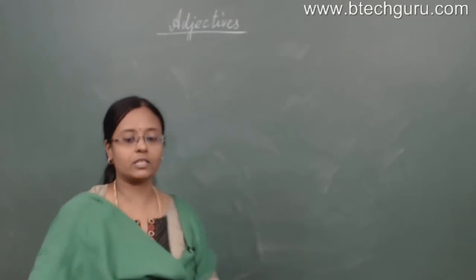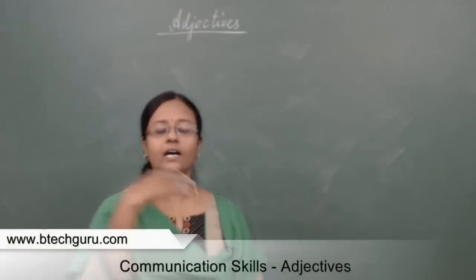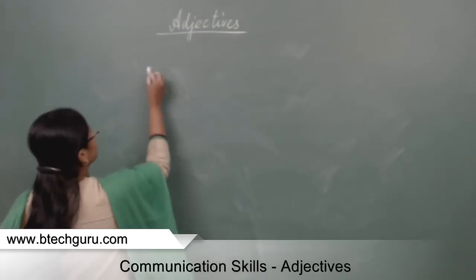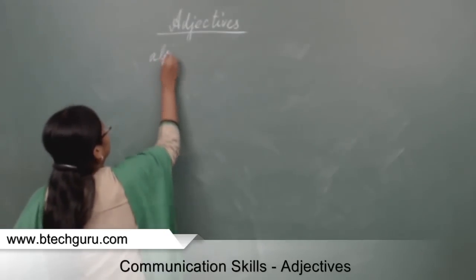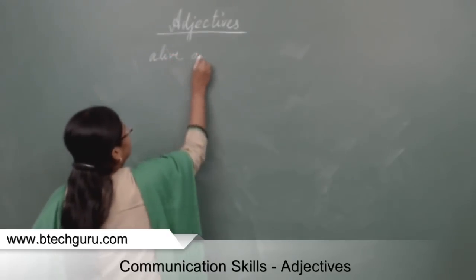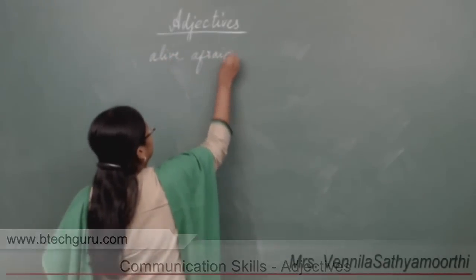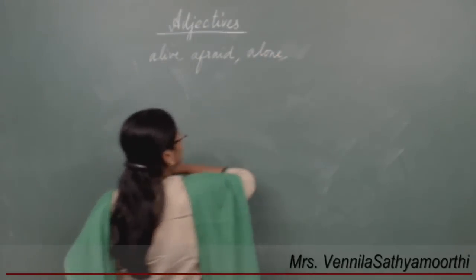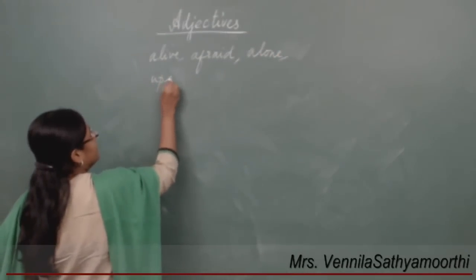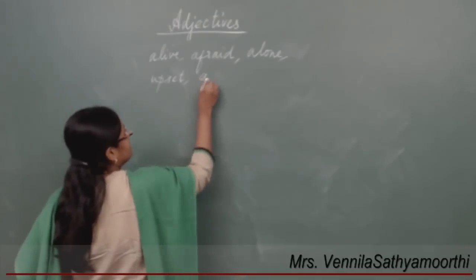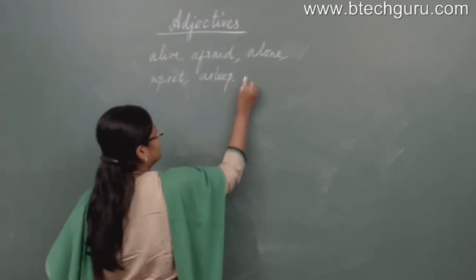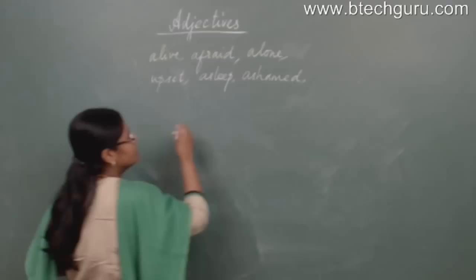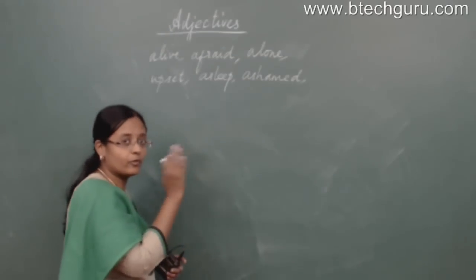And there are some adjectives which can be used only after the verb, never before the noun. And you will see those: alive, afraid, alone, upset, asleep, ashamed. Try using these words in sentences, then you will see how they are not used before the nouns but after the nouns.